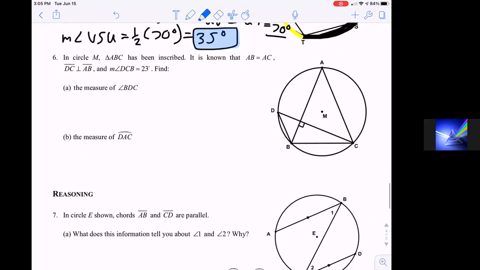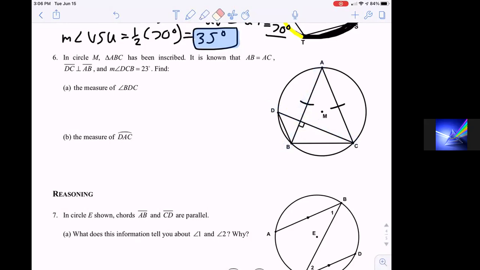Question 6. In circle M, triangle ABC, you can see ABC right here. Triangle ABC has been inscribed. It is known that AB is equal to AC. So this is equal to this, which means if this is equal to this, angle is equal to this angle, that's an isosceles triangle, isn't it? Well, we'll get back to that in a minute. We also know that DC, this line segment here, is perpendicular to AB, this line segment here.